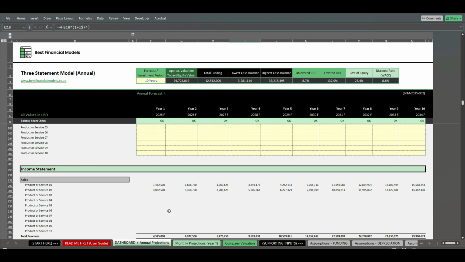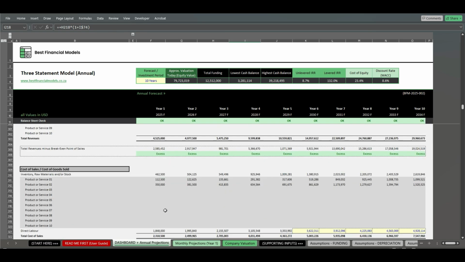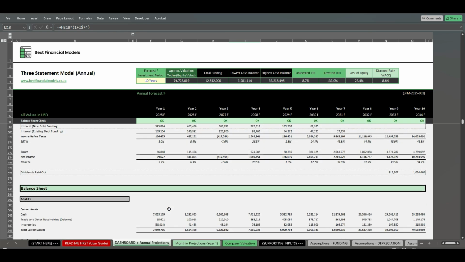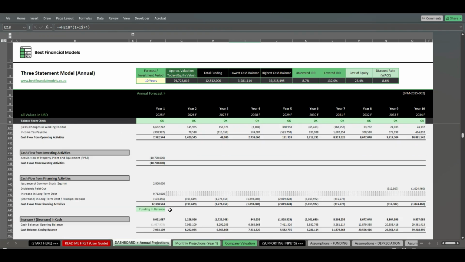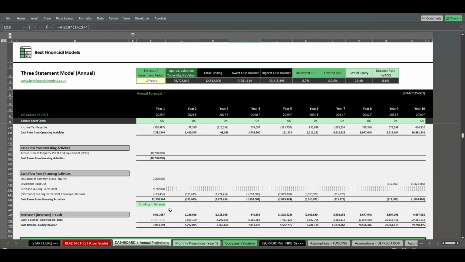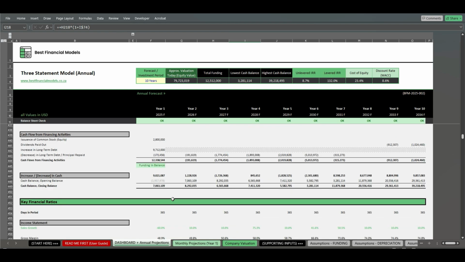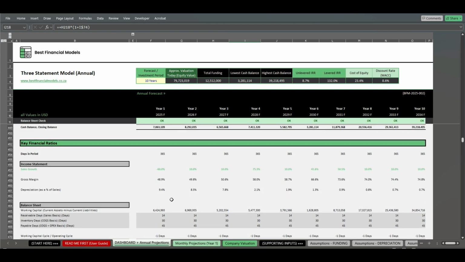All of this is then incorporated and automatically calculated into your 3 financial statements, your income statement, your balance sheet, and your cash flow. Automatically done for you. No need to even worry about it or have an understanding of accounting. It's done for you. So too, all ratios. All your ratios have been done for you.